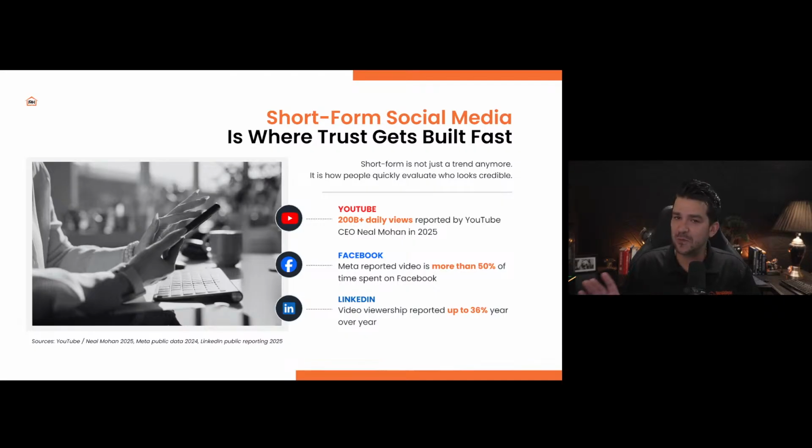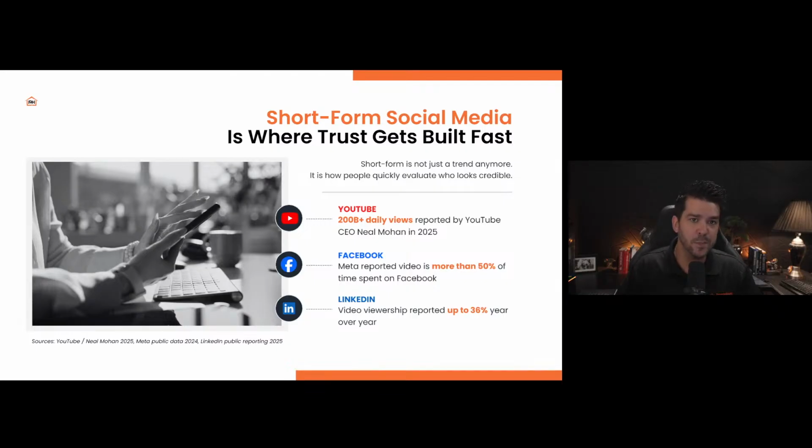Meta has also leaned really heavily into video too. Public data shared by Meta shows that videos make up more than half of the time spent on Facebook, and Reels account for a major share of Facebook's video viewing. Even LinkedIn, which people used to think of as a heavy text professional platform, is moving harder into video. LinkedIn reported that video viewership was up 36% year over year, and that video creation is growing faster than other post formats.